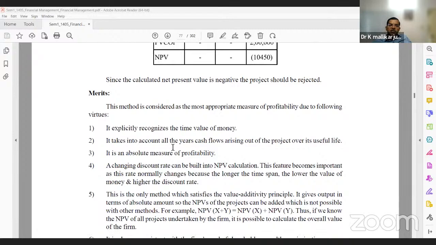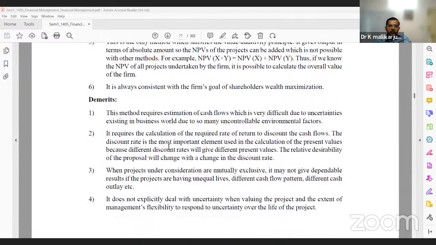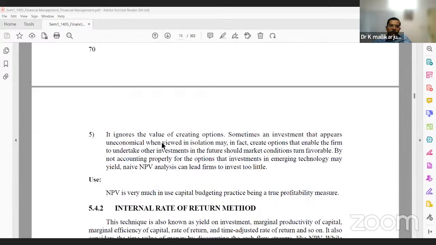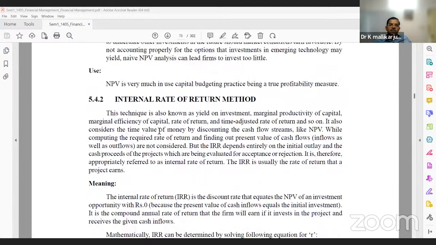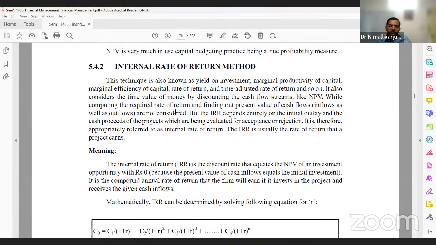So this method recognizes the time value of money. It is very easy to understand, and everyone follows it. Most of the companies are following this method. This method also has some limitations. We'll continue after the IRR. NPV is very much useful in capital budgeting practices, being a true profitability measure.